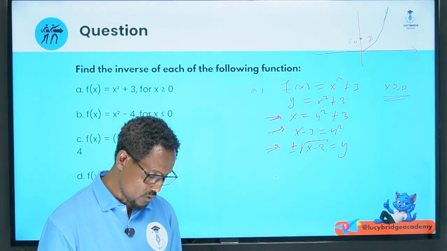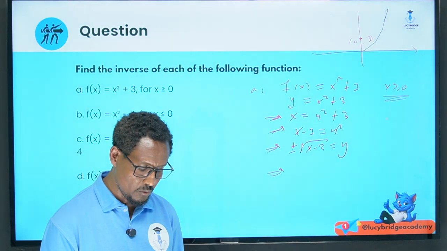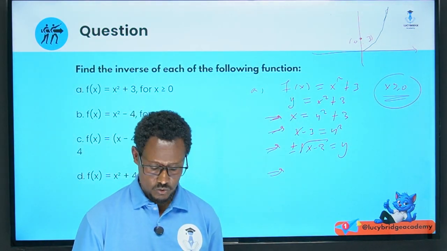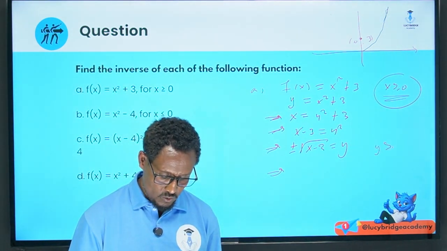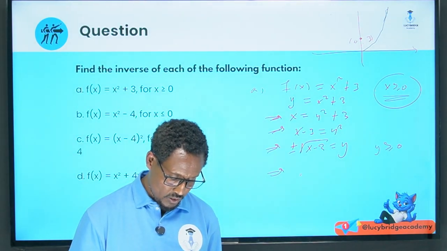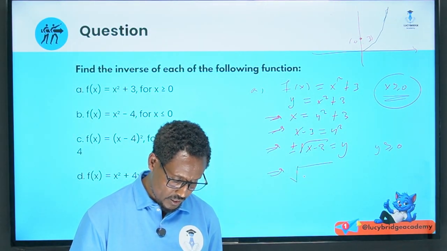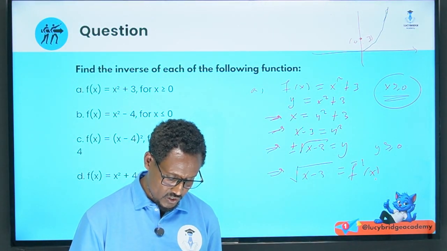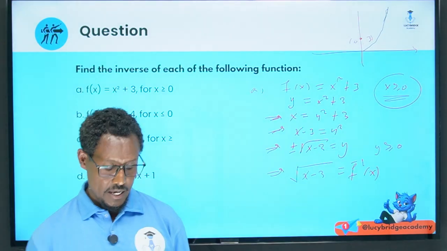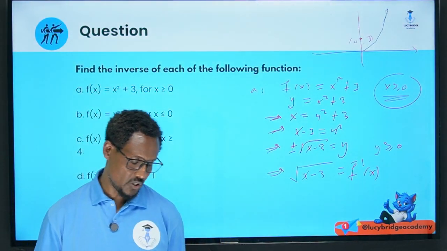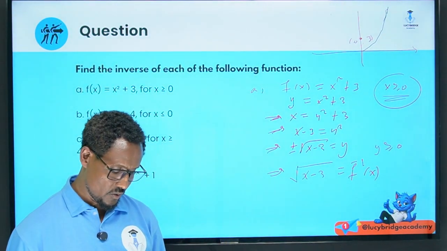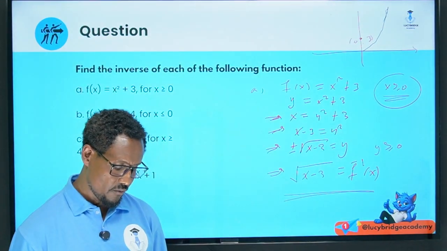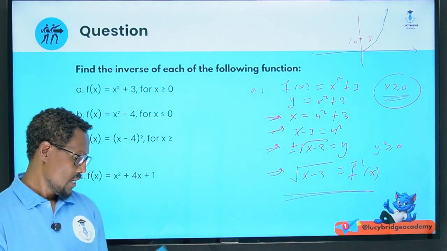This y is our inverse function. But look, since x is greater than or equal to 0, now y is greater than or equal to 0. So which part do we take? The positive part, because in this case y is greater than or equal to 0. So the positive square root of x minus 3 is f inverse of x. So this is the inverse of the given function for x greater than or equal to 0.